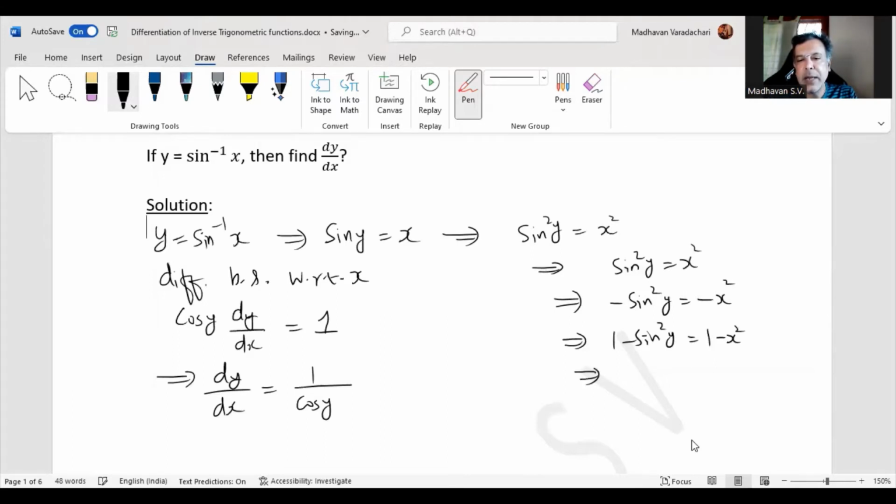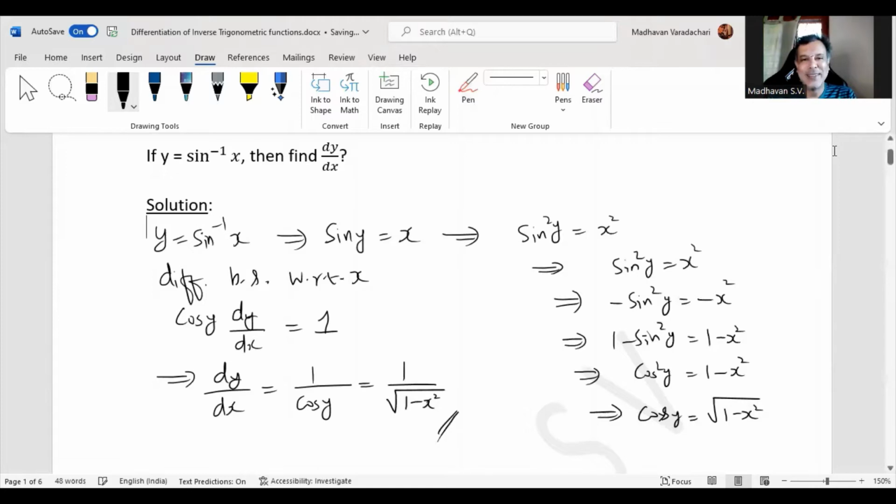1 minus sine square y is nothing but cos square y. So it becomes 1 minus x square, which means cos y will be root of 1 minus x square. So that we will be substituting here. So it will become 1 divided by root of 1 minus x square. That is the derivative of sine inverse of x.